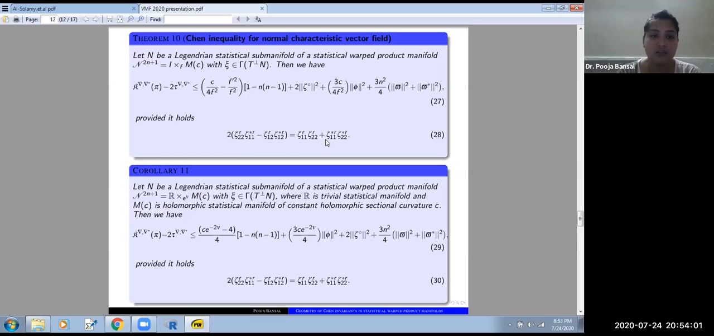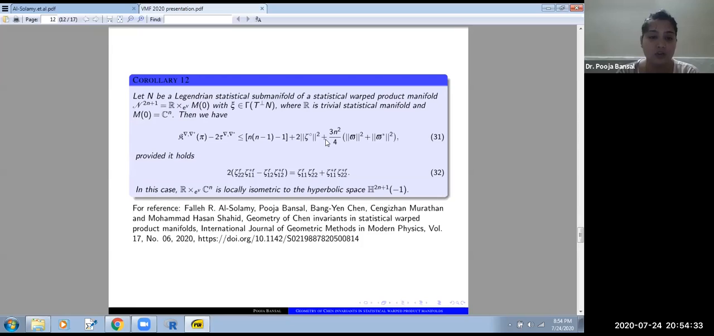So my next result is: let N be a Legendrian statistical submanifold of a statistical warped product manifold M̃ defined by I × M over the warping function f, where I is a trivial manifold here and M is a holomorphic statistical manifold, for normal characteristic vector field ξ. Then the chain inequality is given by equation 27 provided it holds equation 28. Now similarly, we have another application of this result. If we take the warping function f to be the exponential function e^μ, then we have corollary 11. And in corollary 11, if we take my curvature c of the holomorphic statistical manifold to be 0, then we have another corollary, corollary 12.